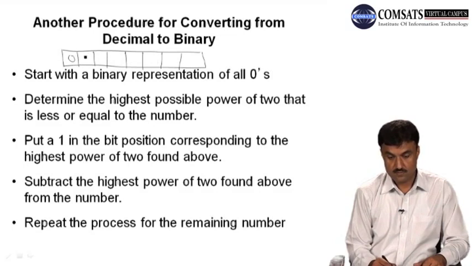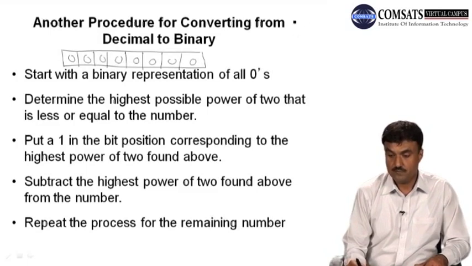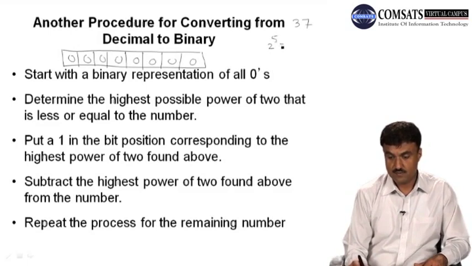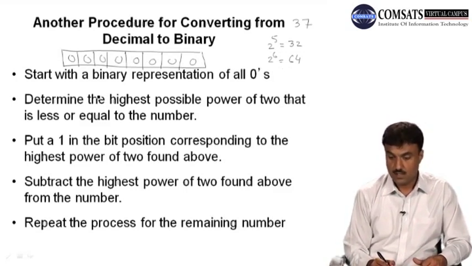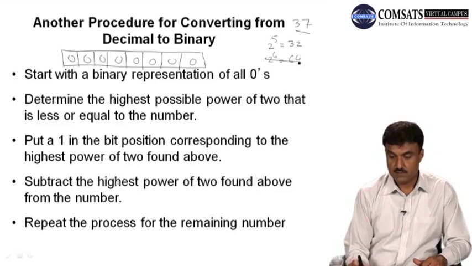So we consider that all these are zeros, 0, 0, 0, 0, 0 and so on. Now determine the highest possible power of 2 that is less than or equal to the number. In the previous example, we had the value 37. For example, 2 raised to power 5 is 32, and 2 raised to power 6 is 64. So 2 raised to power 5 is the highest power of 2 that represents a number less than or equal to 37. We neglect 64, we don't use it.